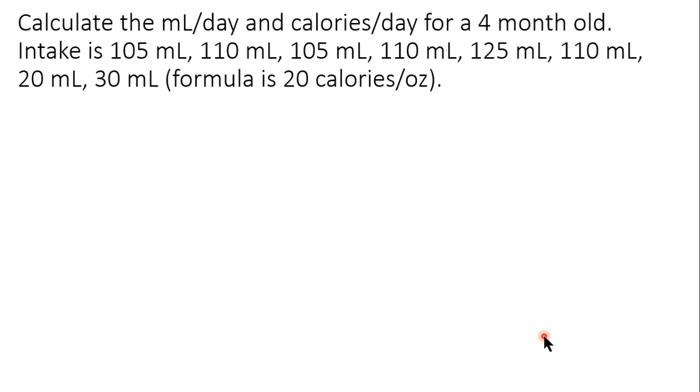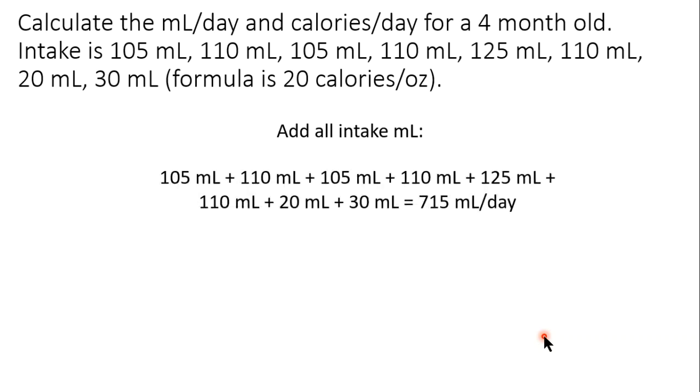Now, calculate the milliliters per day and calories per day for a 4-month-old. Intake is 105 milliliters, 110, 105, 110, 125, 110, 20, and 30 milliliters of a formula that is 20 calories per ounce. So to calculate the milliliters per day, first we have to add all of the intakes. So once you add all of those numbers, we have 715 milliliters per day. So that already is your answer for the first question of how many total milliliters per day.